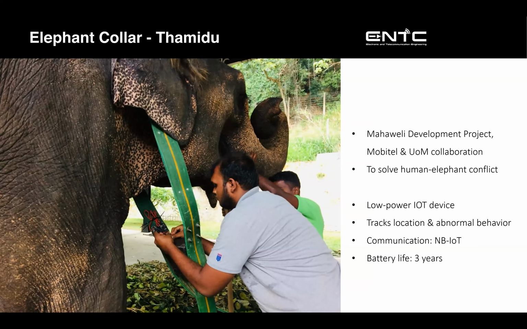Yeah. So this is an IoT project from Tamidu's group, Elephant Collar. It was funded by Mahavali Development Project. It's a low power IoT device, which has a battery life of 3 years, right? They connect this, and it monitors the location and everything of the elephants, to prevent human-elephant conflict, right? The communication protocol is NB-IoT.